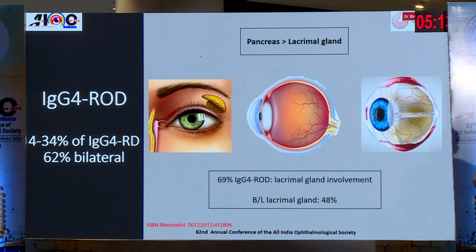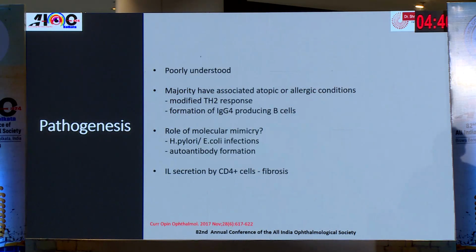So lacrimal gland is overall the second most common organ affected, and if we look at the different sites where it can affect, from the lacrimal sac to the lacrimal gland, cases have been described in the sclera, in the uvea, in the optic nerve sheath, orbital apex, in the fat tissue of the eye, and even in the extraocular muscles. But 69% of IgG4 related ophthalmic disease will involve the lacrimal gland, and out of those 48% will be bilaterally affected. So the pathogenesis of this disease is very poorly understood.